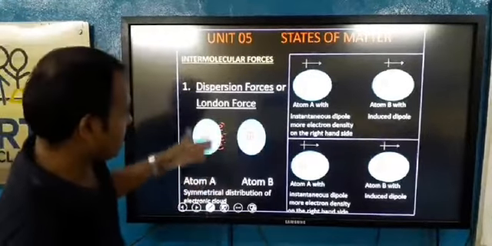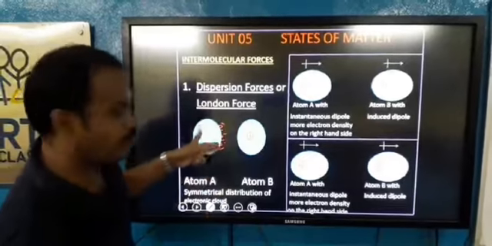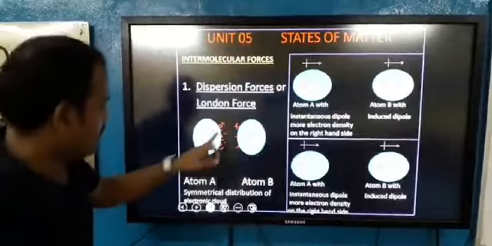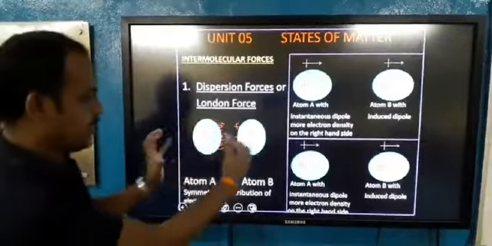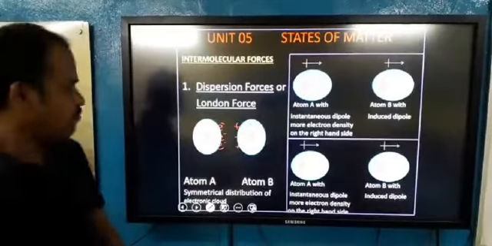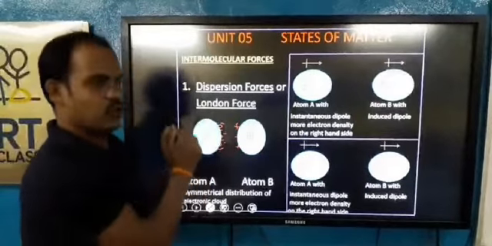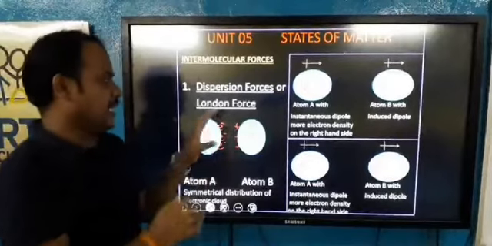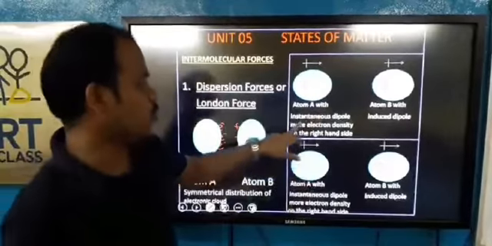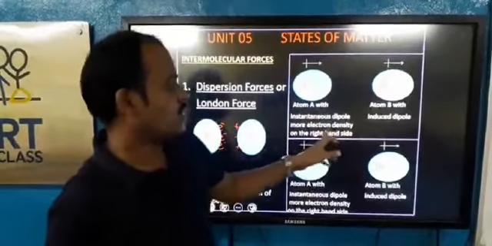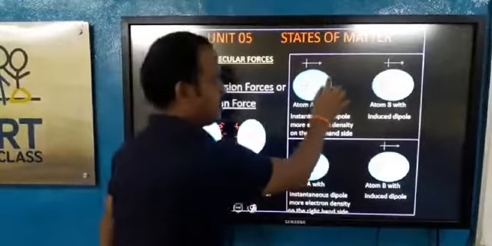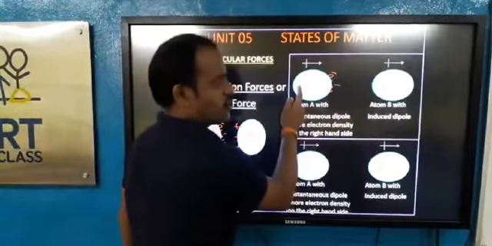At the same time, because of the gathering of minus charge here, positive charge develops on the other side. So this minus and plus attract each other, and these molecules come closer, but this is for a very short time. So we can say this is an instantaneous dipole, and this is caused due to more electron density on either the right hand side or left hand side. In this case, electrons are gathered here, that's why positive charge is here.